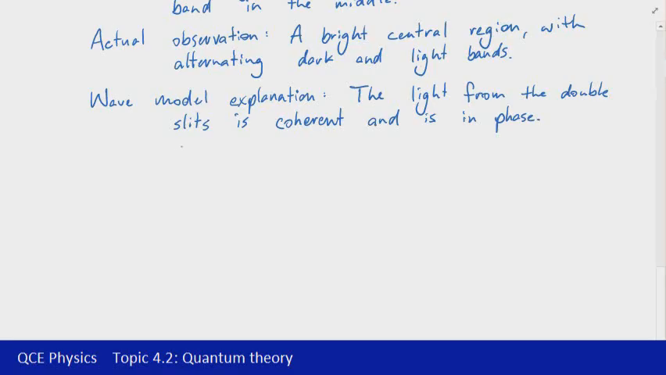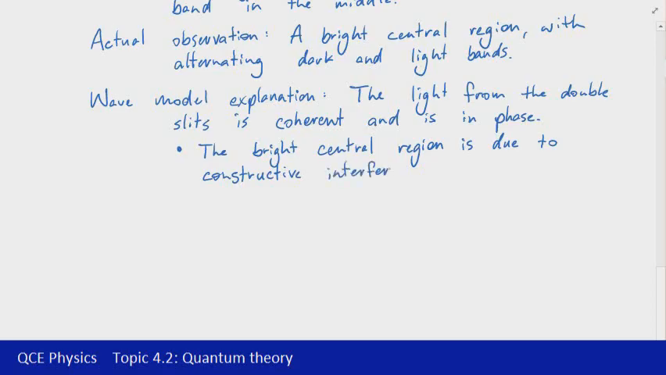So the first thing to identify then is that the bright central region is constructive interference. And the reason why it's constructive interference is that the path that the waves would have to travel to get to that central region is exactly the same length. So if the source of light is coherent and in phase, it means that in the middle we're going to see constructive interference, where peaks are meeting peaks and troughs are meeting troughs, so it's always going to be a bright region.